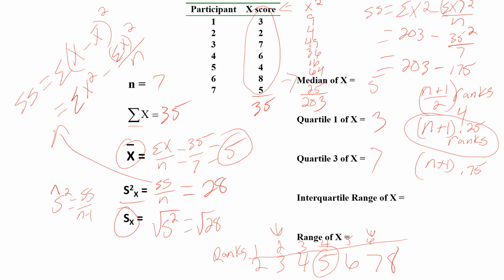Interquartile range is going to be the 3rd quartile minus the 1st quartile. So quartile 3 minus quartile 1. In this case, it's 7 minus 3, so it's 4. And then finally the range here, I know I've covered this mostly up, but the range is the largest score minus the smallest score, so in this case it's 8 minus 2 is equal to 6.